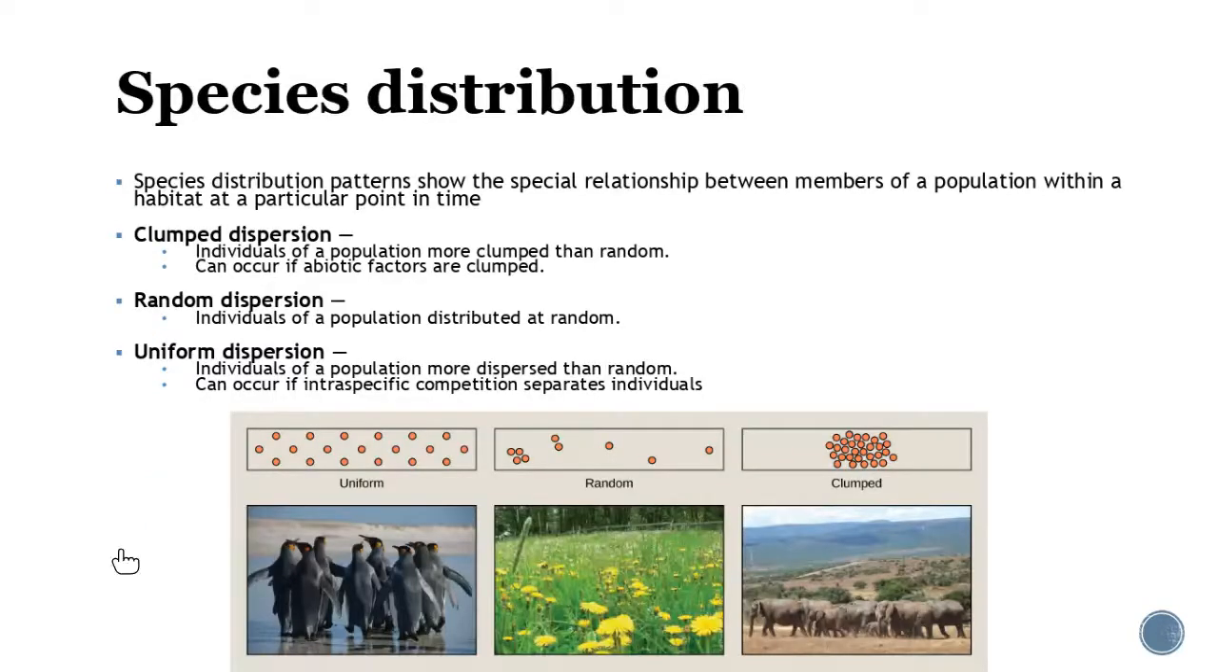Now, when looking at a population, one thing we love to look at is how it's distributed in an area. This might give clues about the type of species or organism it is, and how it's adapting to and utilizing the environment. There are 3 different types of species distribution you can come across. The first one is clumped. This is where you see the individuals of a population in a big cluster together, and you'll probably see this if the abiotic factors are clumped.